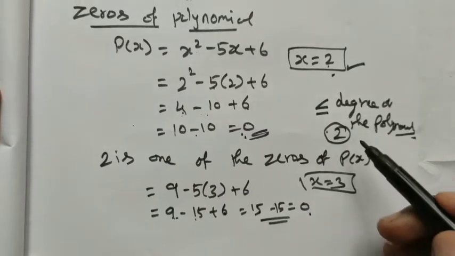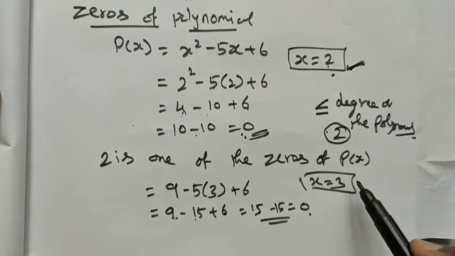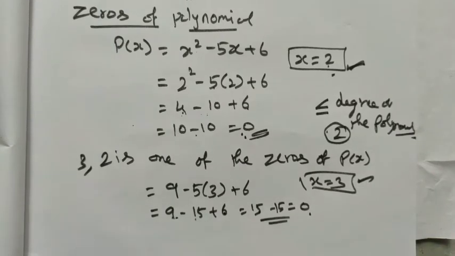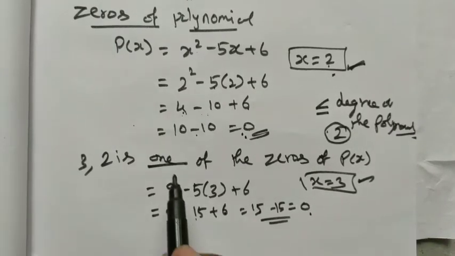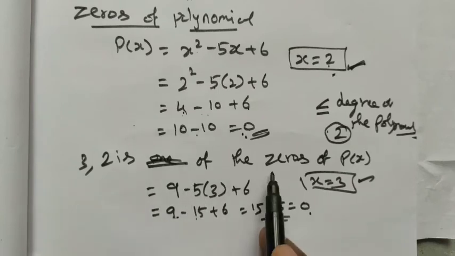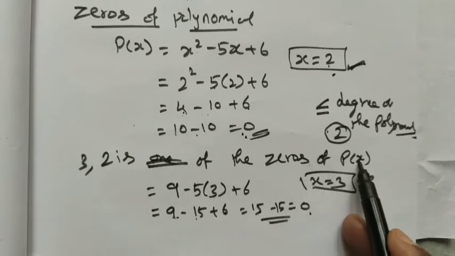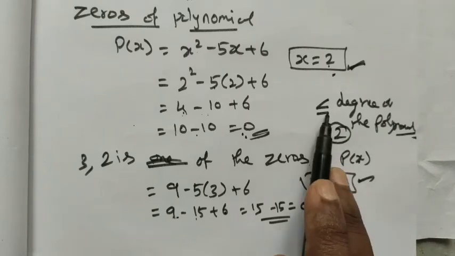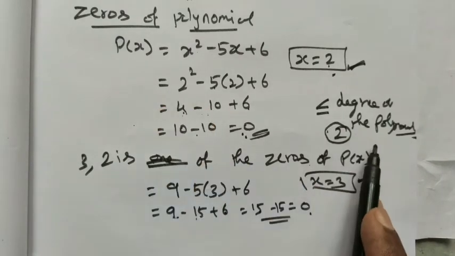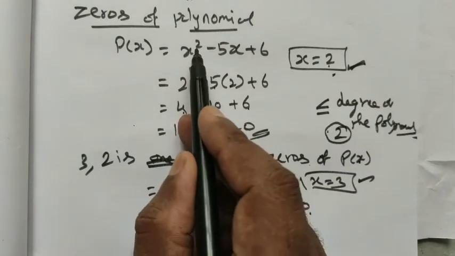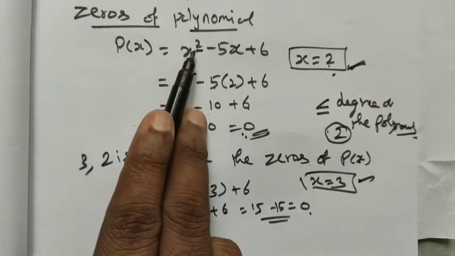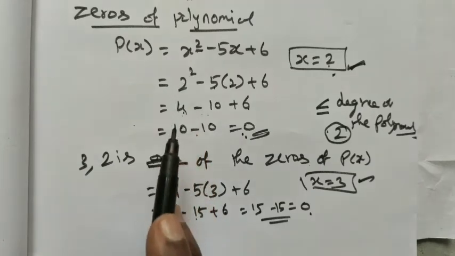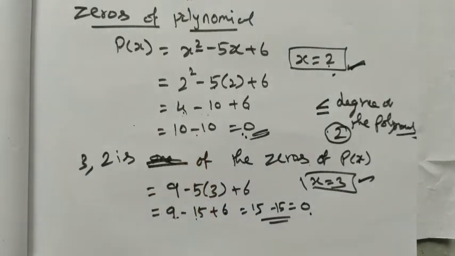So here one of the zeros is 2, right? Another zero is 3. Here 3 and 2 are the zeros of this polynomial p of x. So the number of zeros is always less than or equal to the degree of the polynomial. Suppose it is a cubic, then either we can get 3 zeros or fewer than that. That is about the zeros of the polynomial.